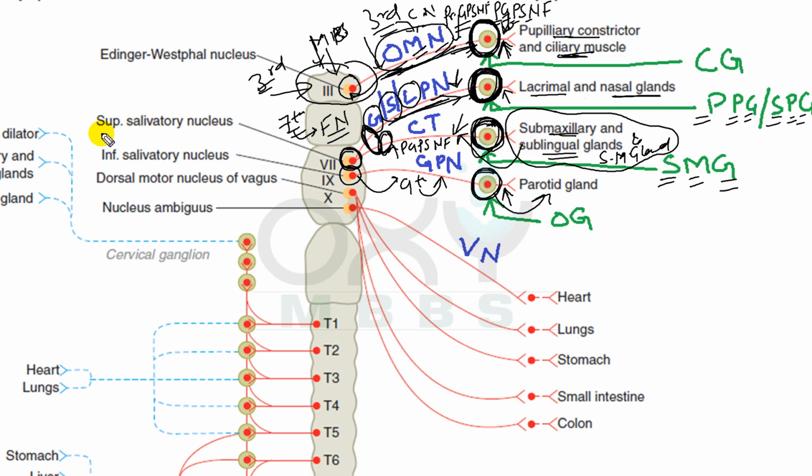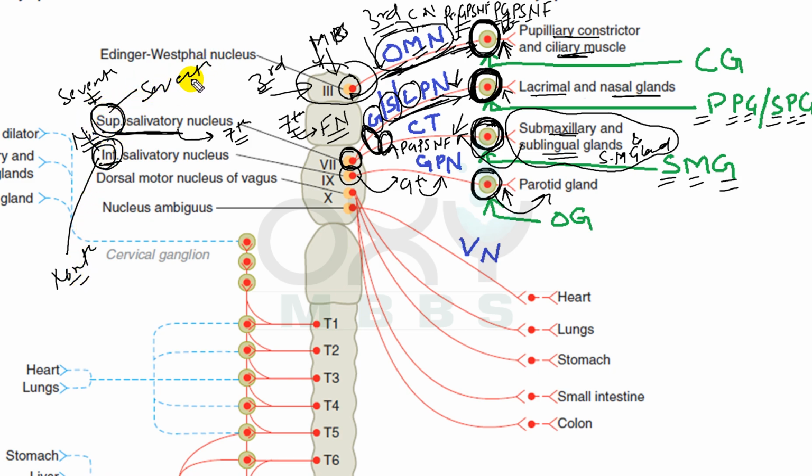So superior salivatory nucleus is forming which cranial nerve? Seventh cranial nerve, and inferior is related to the ninth. Inferior salivatory nucleus is related to the ninth cranial nerve, and the superior salivatory nucleus is related to the seventh cranial nerve. Inferior means ninth. Inferior will give the ninth cranial nerve, and the superior salivatory nucleus will give the seventh cranial nerve.